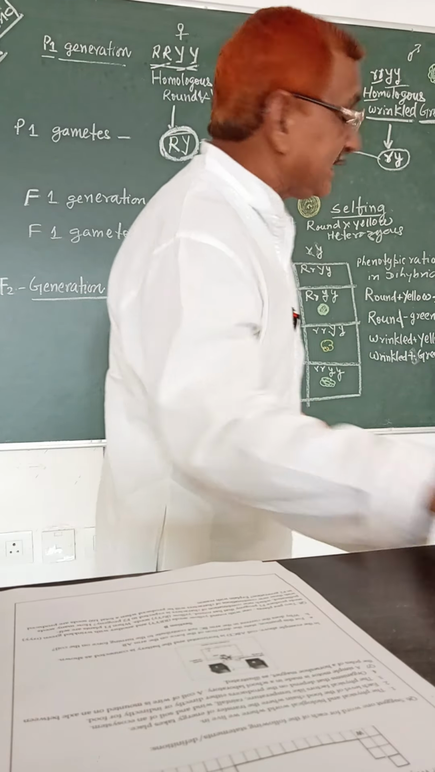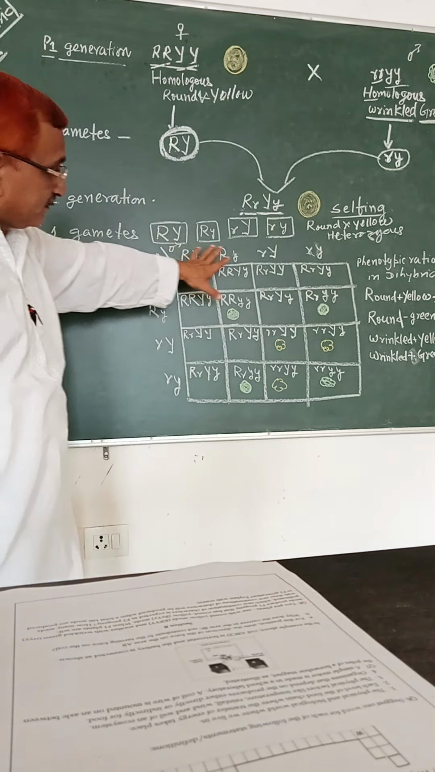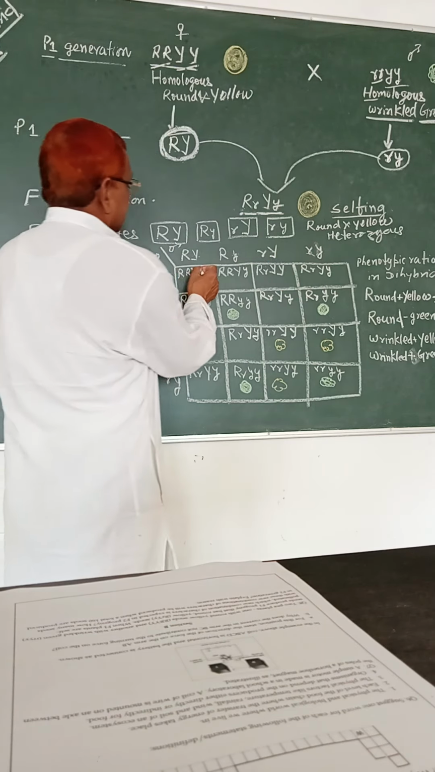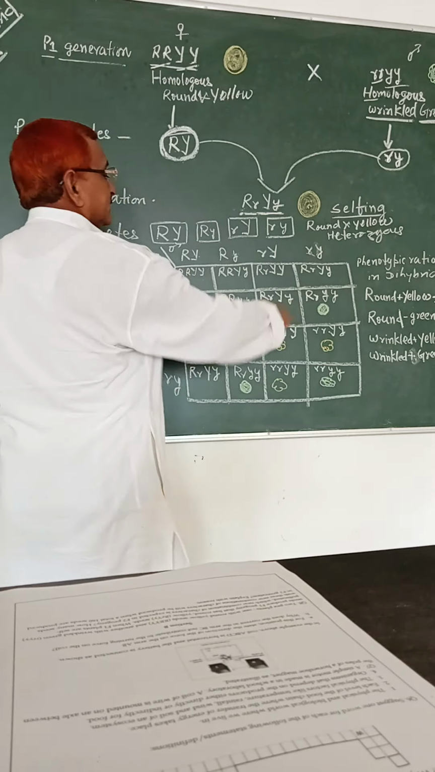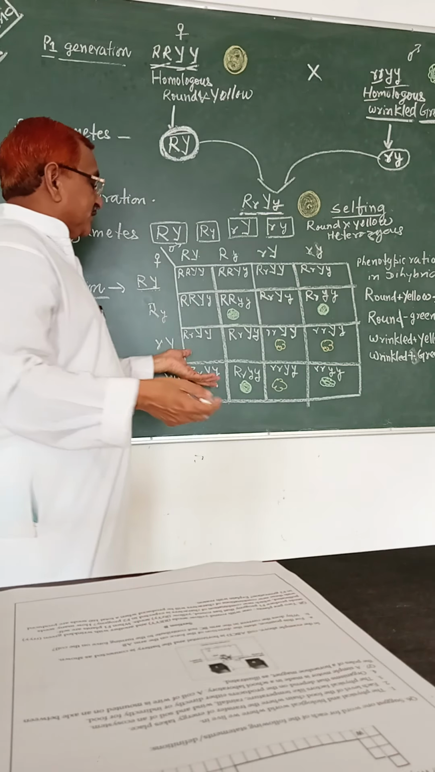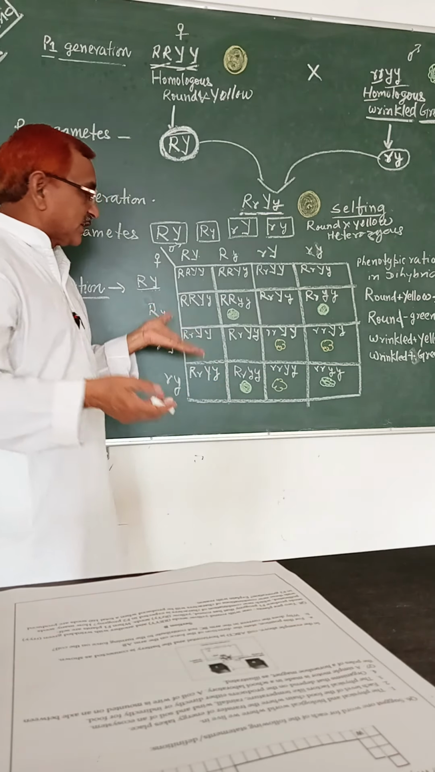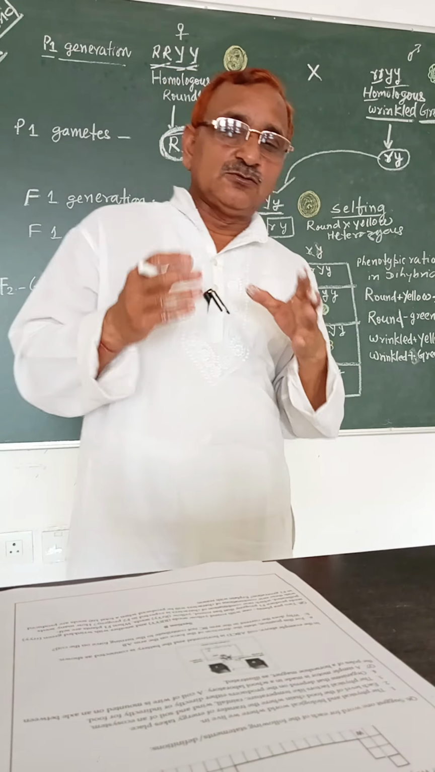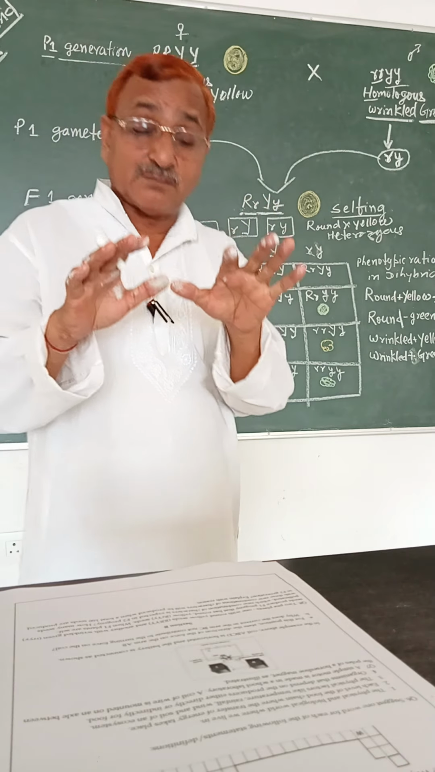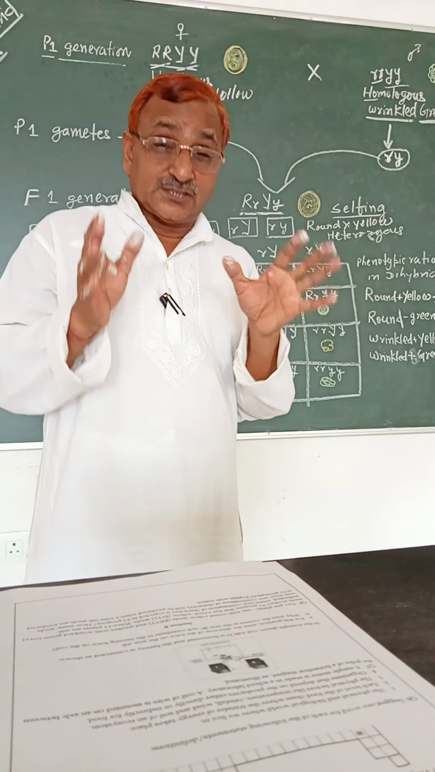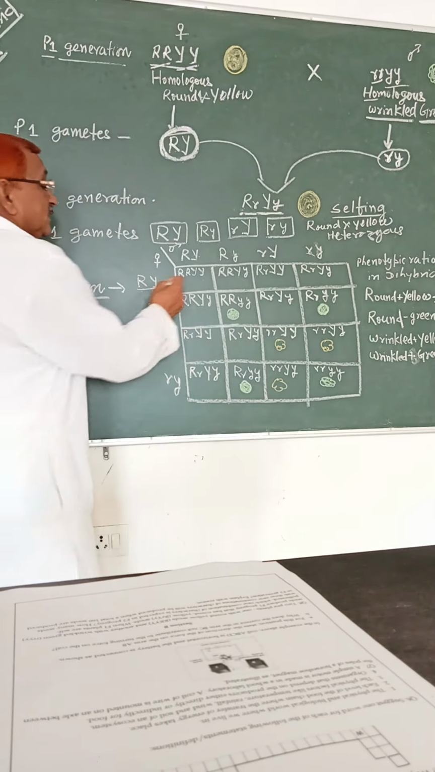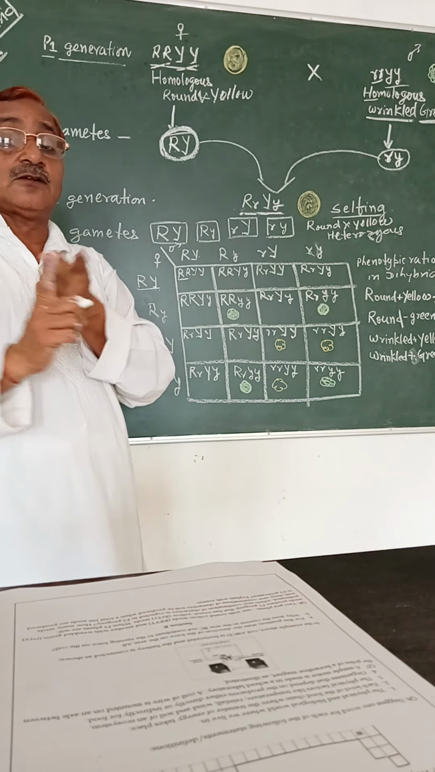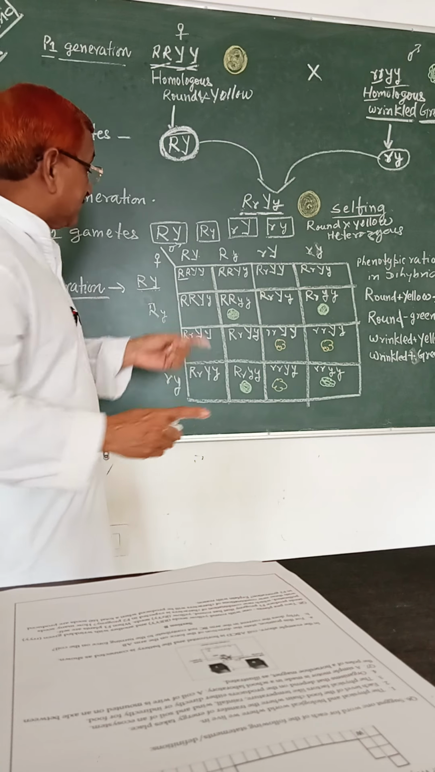Next we have the gametes, and the probable combinations of the gametes make the phenotype. How can you write the phenotype? Phenotype is the morphologically observable features. If there is one capital R or double capital R, no problem, it makes the seed round.